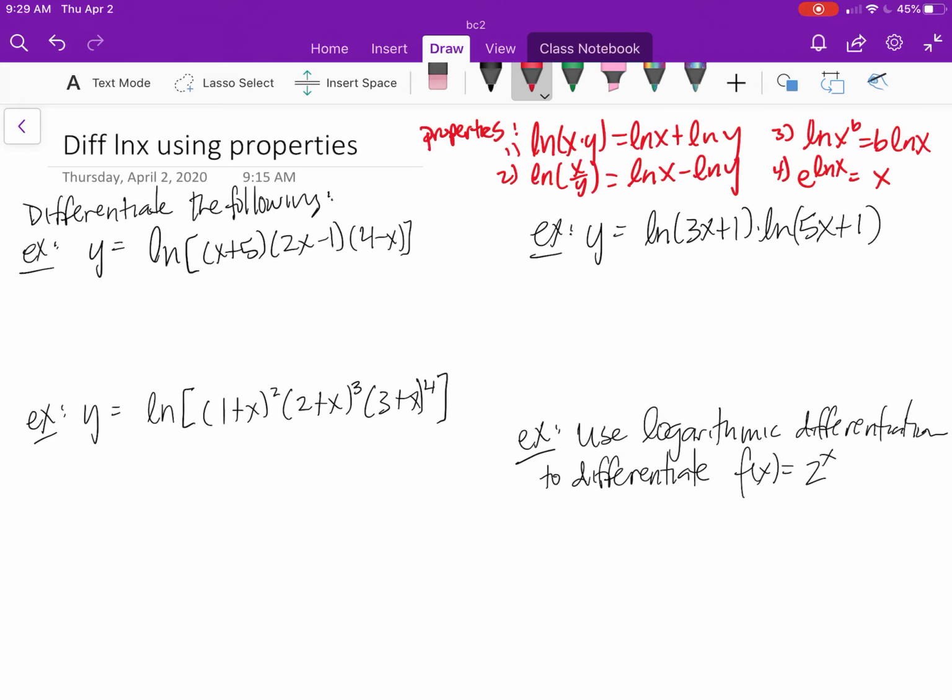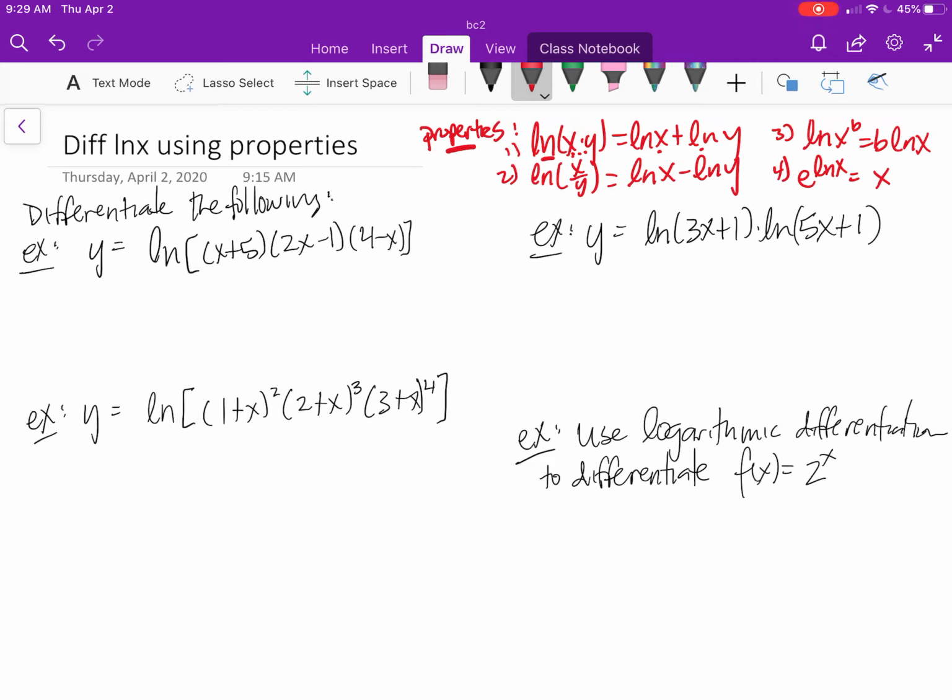Okay, let's take a further look at differentiating functions with natural log x and then using these properties. Now, what are the properties? So this should be review, but now we're specifically going to use it while we're doing derivatives. If we have a product of anything that we're taking the natural log of, x times y, we can split that up to natural log x plus natural log y.